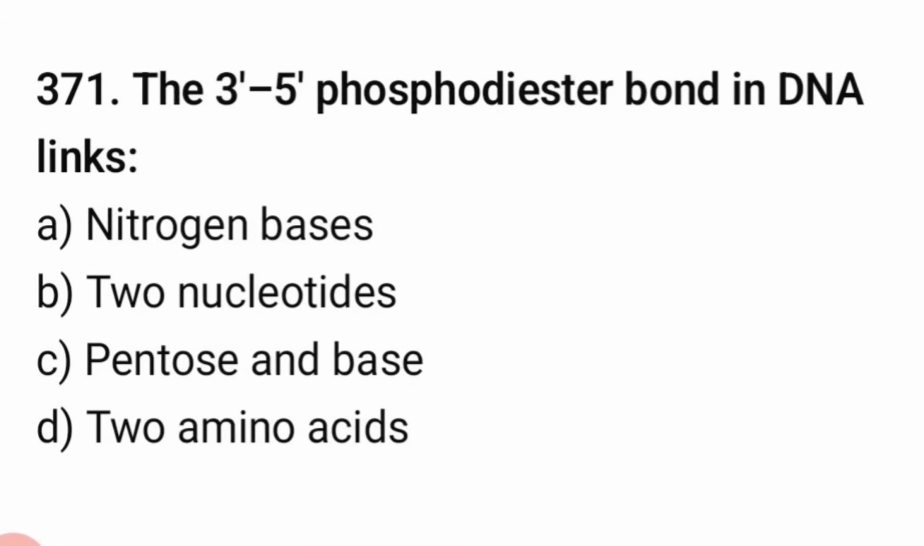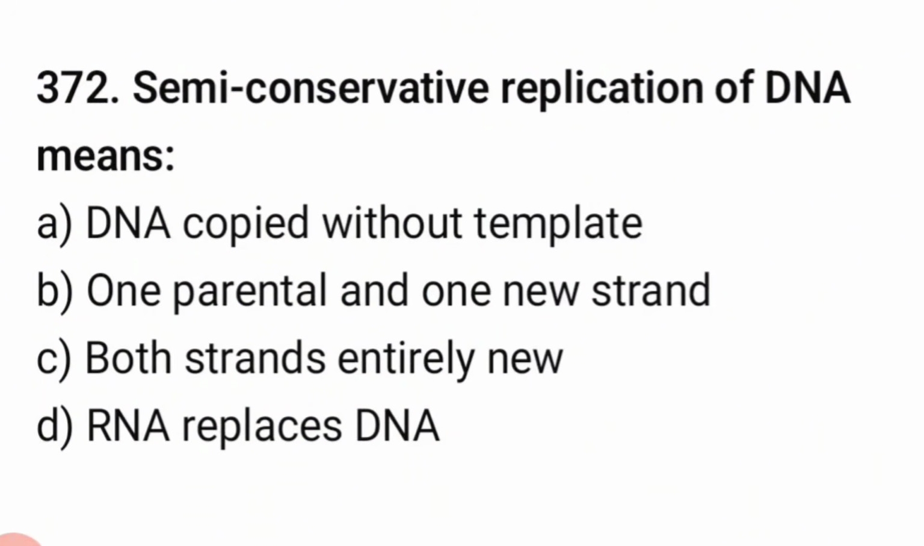Question 371. The 3 to 5 prime phosphodiester bond in DNA links. Right answer is option B, two nucleotides with each other. Question 372. Semi-conservative replication of DNA means. Right answer is option B, one parental and one new strand.